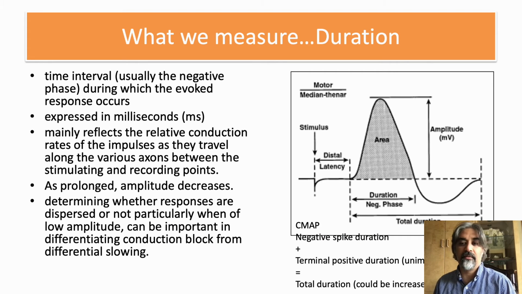Duration is the time of the negative phase in milliseconds. We don't really measure this formally too much. It plays more into area. It mainly reflects the relative conduction rates of the impulses as they travel along the various axons between the stimulating and recording points. As duration becomes prolonged, amplitude decreases.